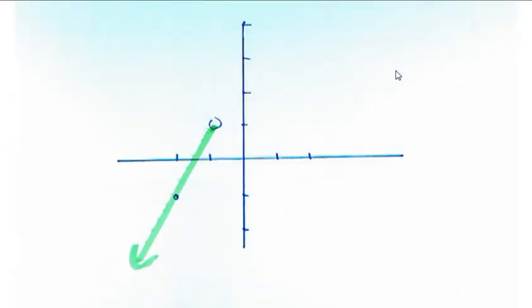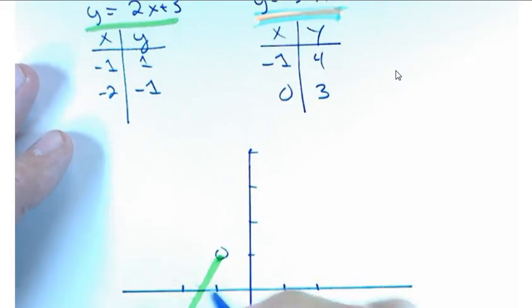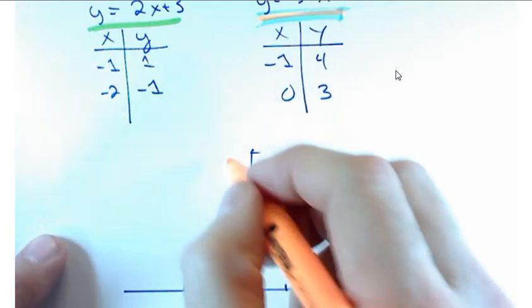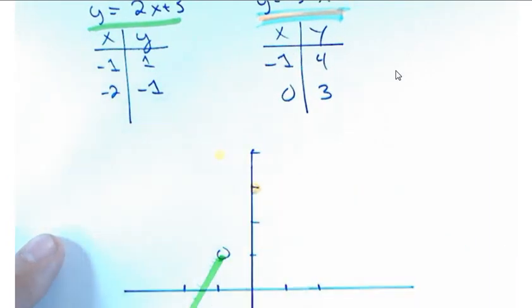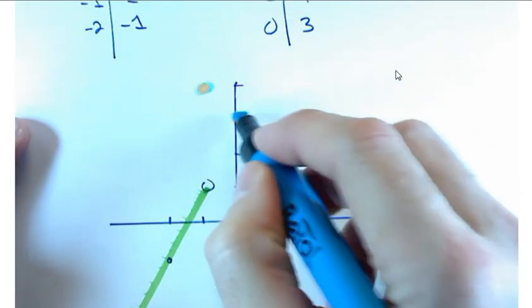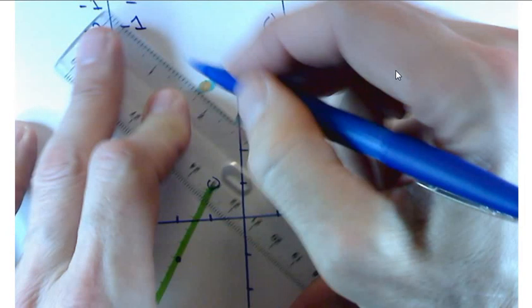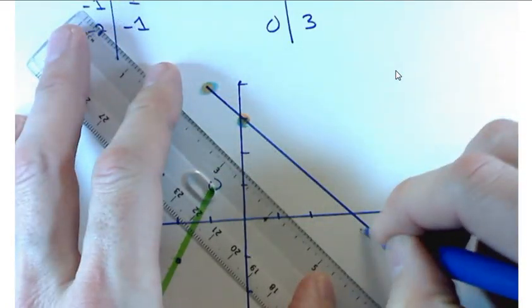For the second part, I've got points at negative 1 and 4, and then 0 and 3. So negative 1 and 4 is going to get a solid dot. And 0 and 3 is just another point. Boy, that's not showing up at all, is it? Still not doing that good. I'll just use regular ink here. And there's the second part of your graph.